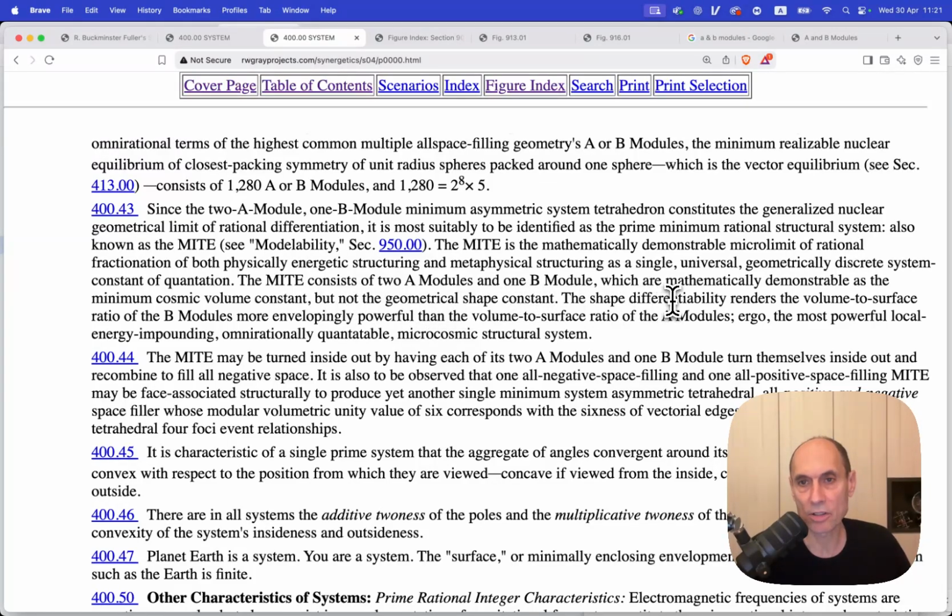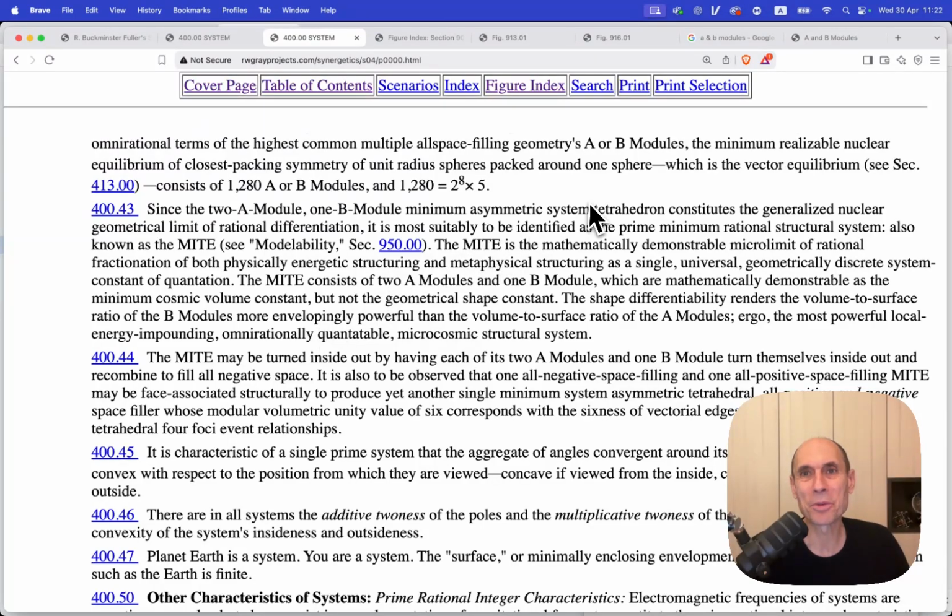The shape differentiability renders the volume to surface ratio of the B modules more envelopingly powerful than the volume to surface ratio of the A modules. Ergo, the most powerful local energy impounding, omni-rationally quantable, microcosmic structural system. So here, as is typical when we name two things, they're not mirrors, they're not the same thing just flipped around. They're different, and the B modules, Fuller is stating, are more powerful.